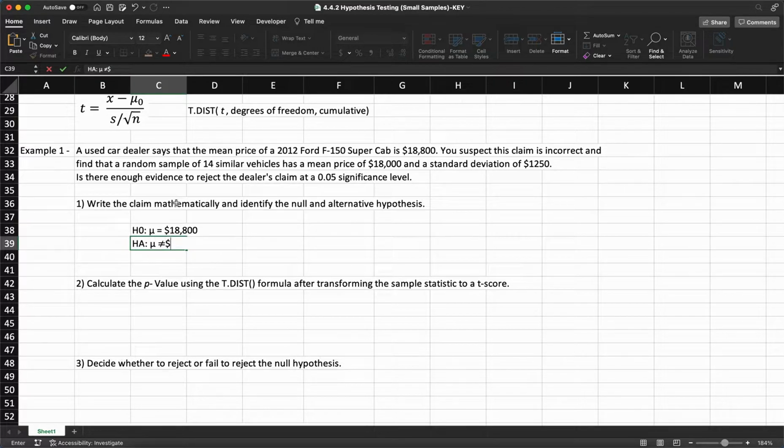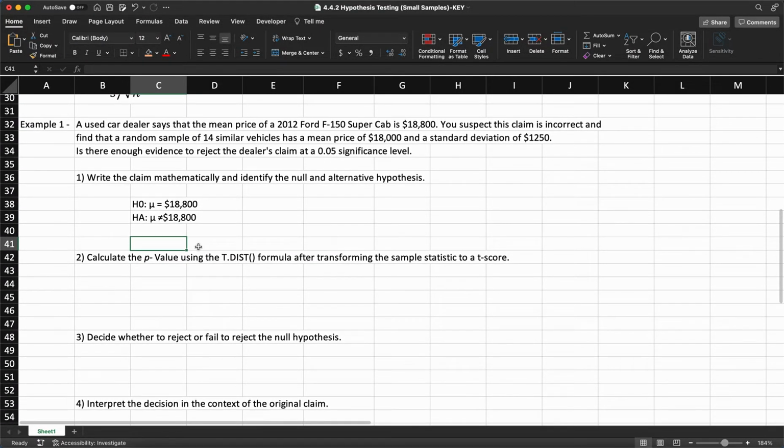And the problem did not specify greater than or less than. So in this case, we're just looking for the claim to be incorrect, meaning it can miss on either side. So there's our null hypothesis and our alternative hypothesis.